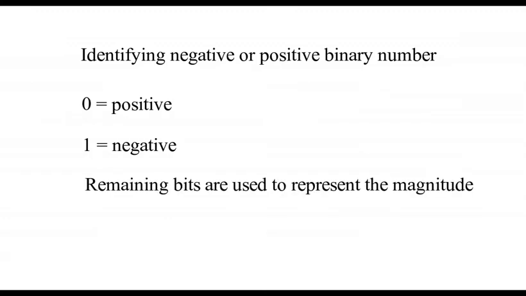And then, the remaining bits in the number are used to represent the magnitude or the value of the binary number. Now, since we cannot feed negative or positive signs to a digital system, there are 3 common ways to represent negative numbers within the computer. We have the signed magnitude representation, 1's complement, and 2's complement. Okay, let's start with signed magnitude representation.